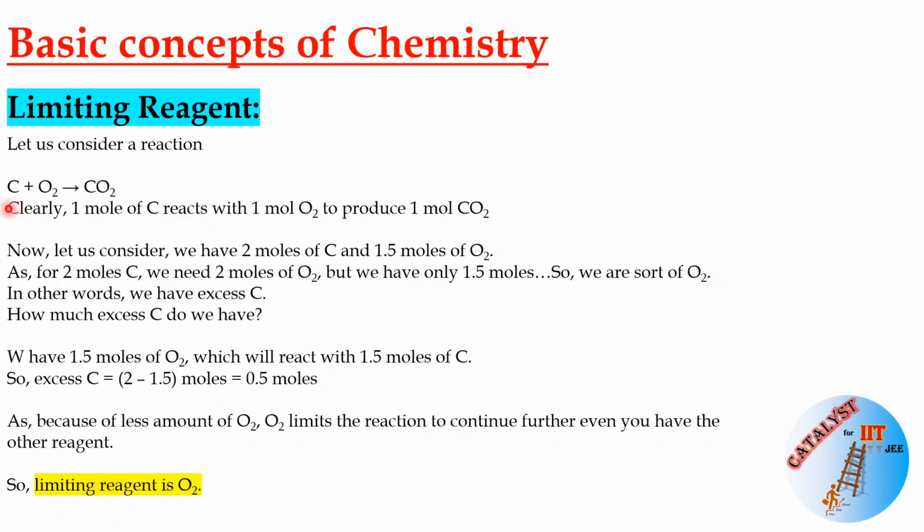How do you know that? You know it from this stoichiometry. Now in this stoichiometry you have only one carbon, one oxygen molecule, and you get only one carbon dioxide molecule. So you can write that 1 mole of carbon reacts with 1 mole of oxygen to produce 1 mole of carbon dioxide. Now let us consider that we have 2 moles of carbon and 1.5 moles of oxygen.